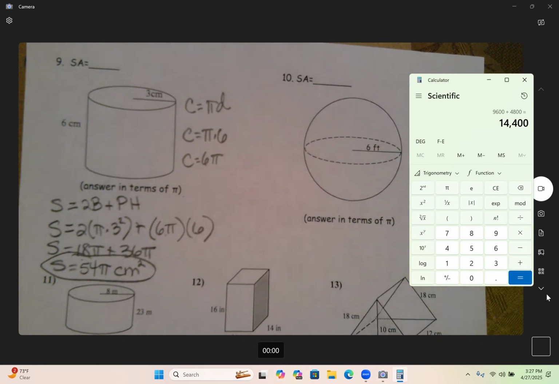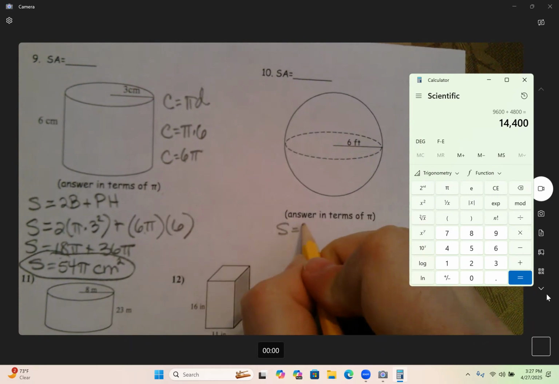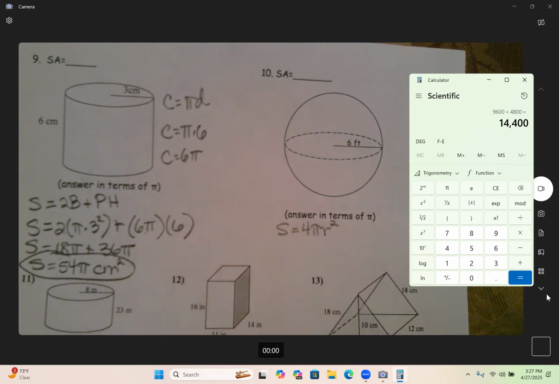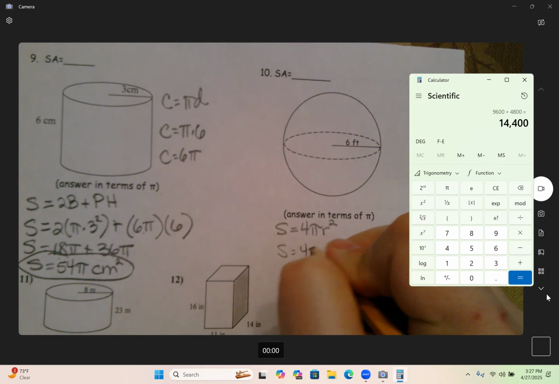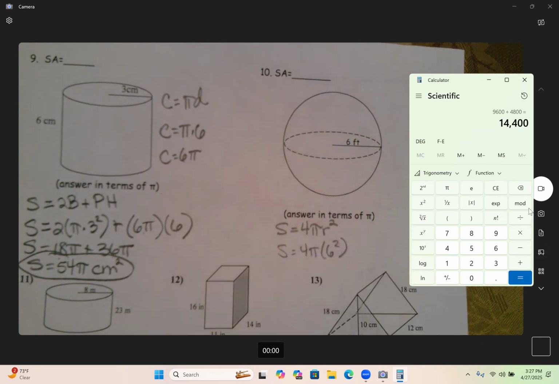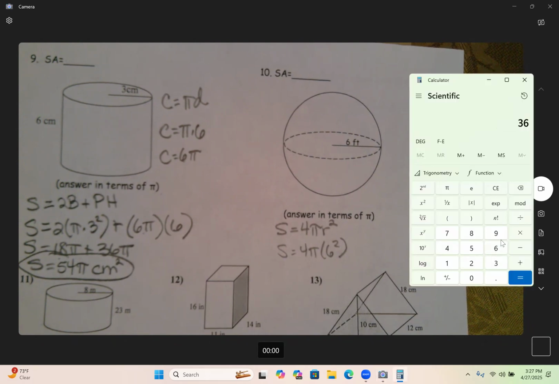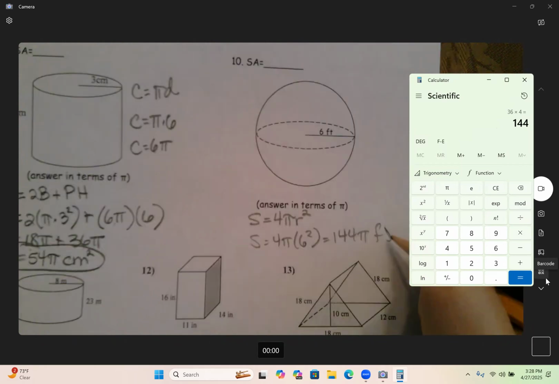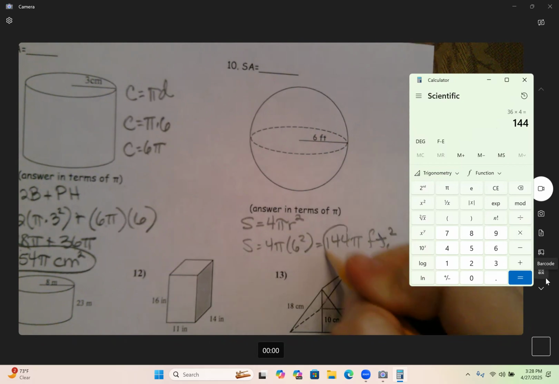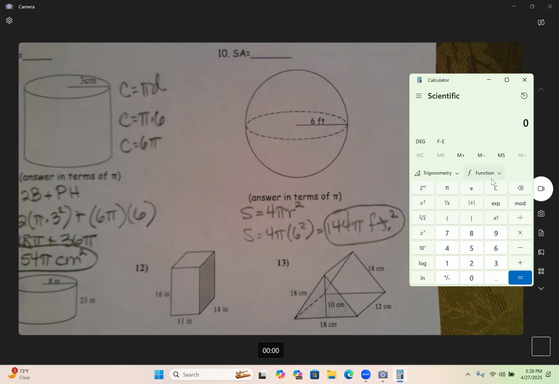All right, now let's take a look at number 10, surface area of a sphere. Surface area of a sphere, this is again on your reference sheet, 4 pi r squared. Our r value is 6, so 4 pi times 6 squared. So using my calculator, 6 squared is 36 times 4. So I get 144 pi. And this is in feet squared. Okay. All right. A few more to go through, and then we're done.